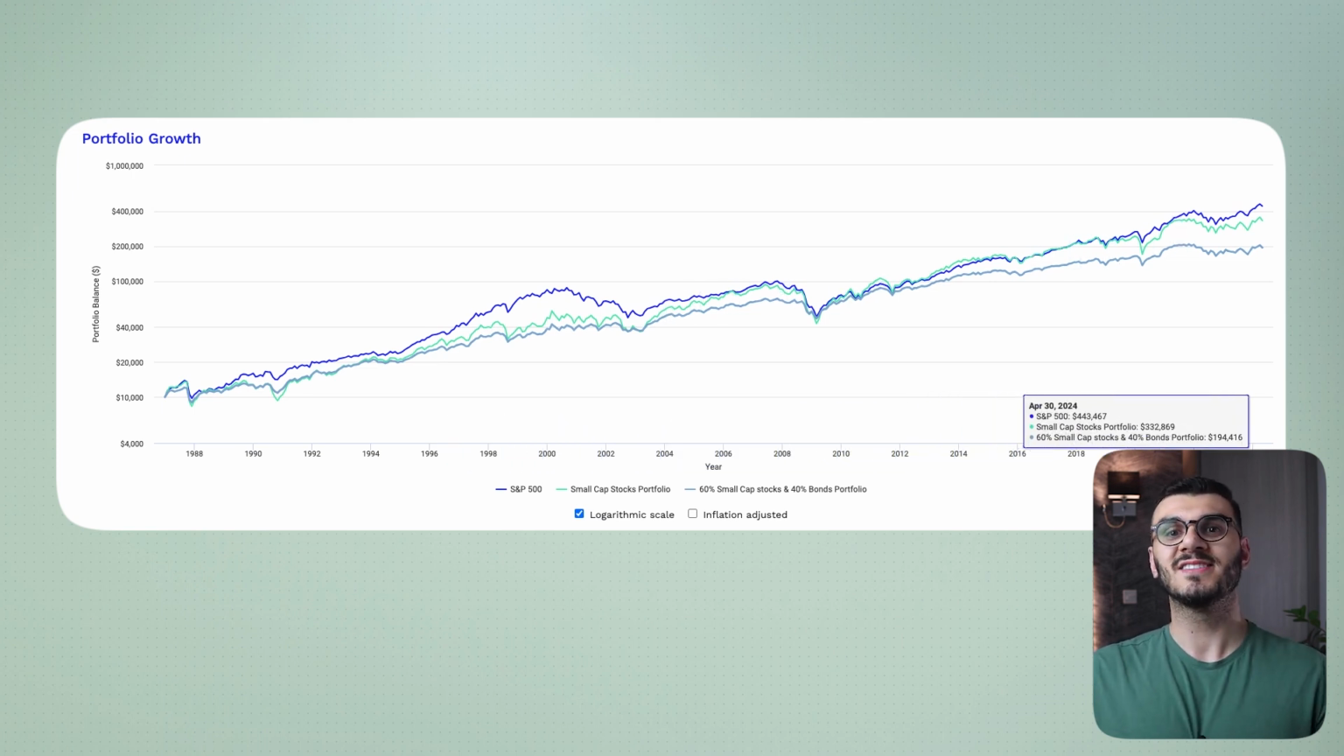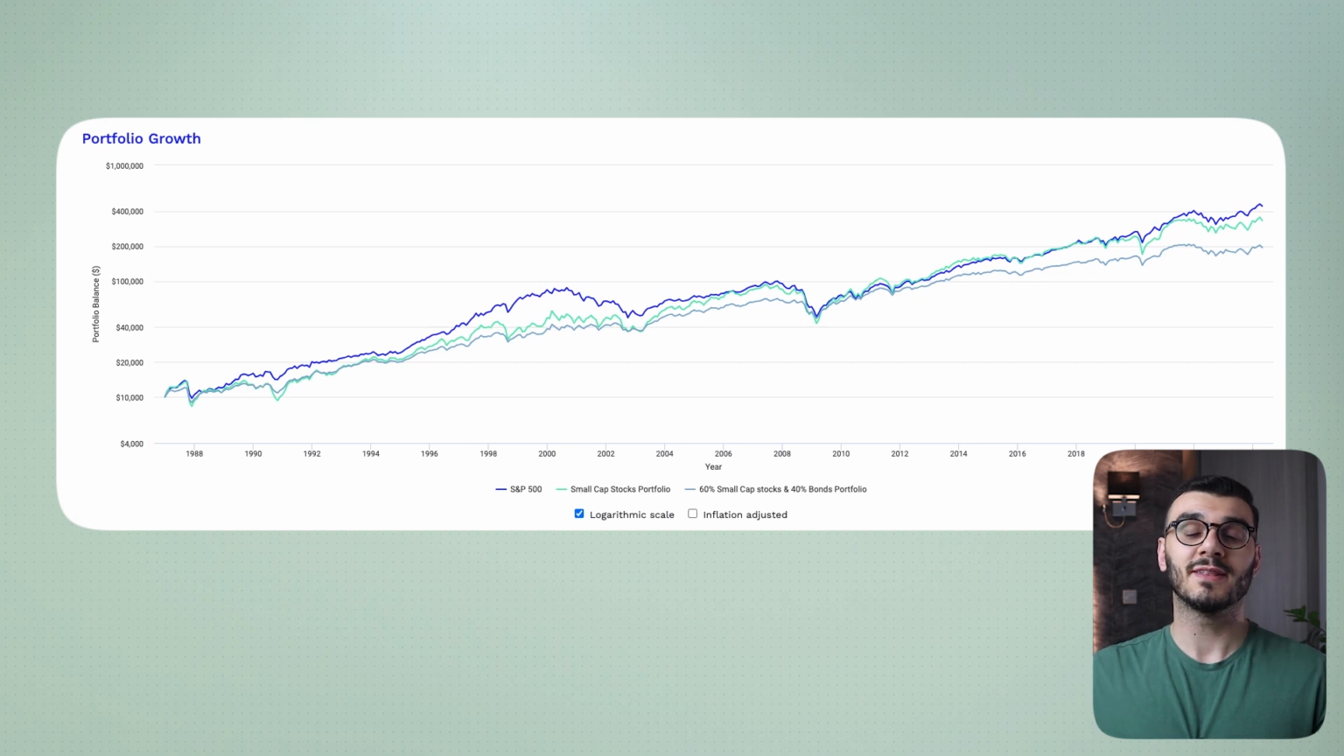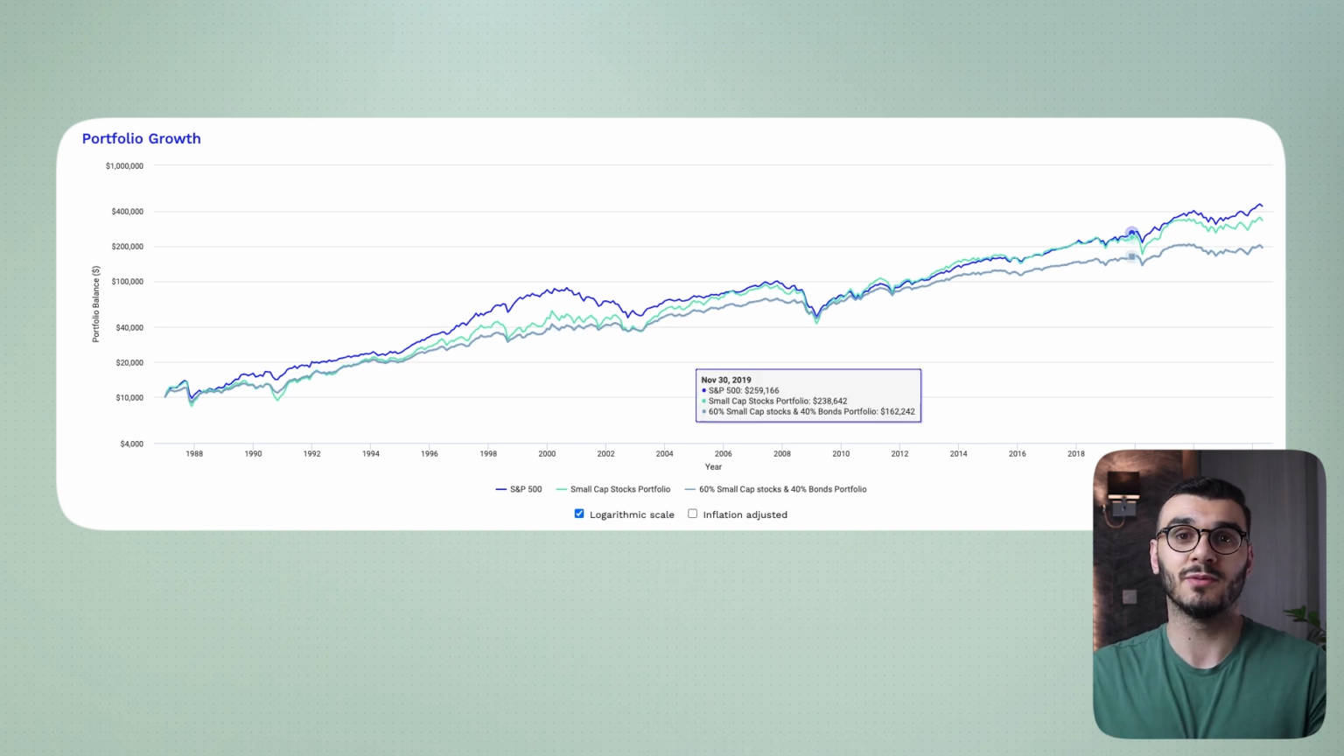So once again, the S&P 500 takes the crown, but I do still believe that it's worth allocating 5 to 10% of a portfolio to small cap stocks, because you never know what can happen. However, do keep in mind that I am not a financial advisor and this is not a recommendation. It's just my own personal opinion.